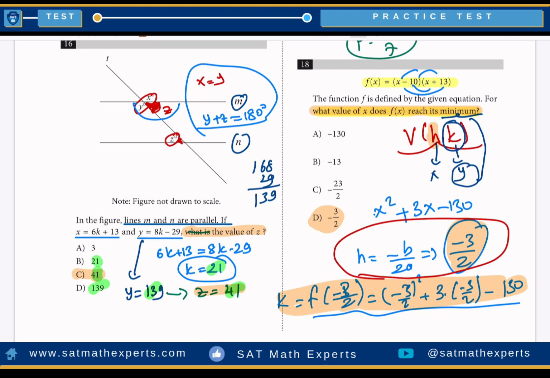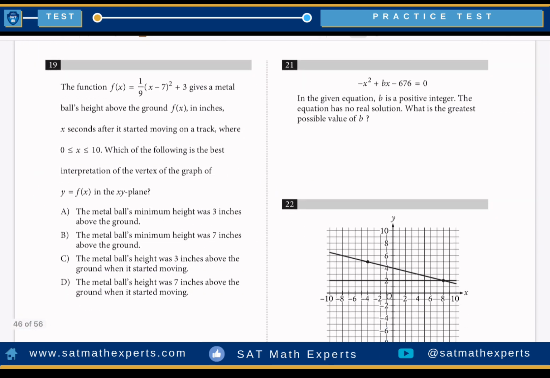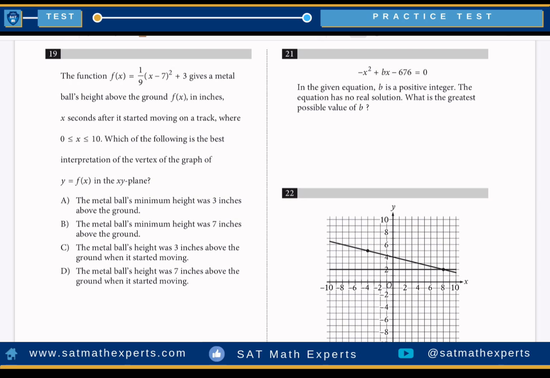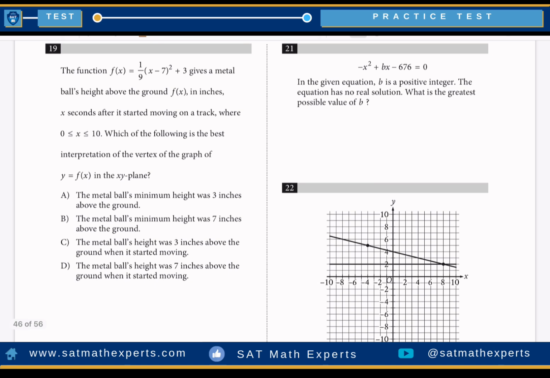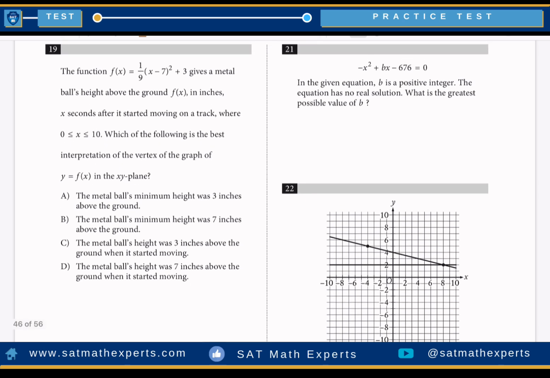Okay. Now let's continue with the next question. The function is given here. A metal ball's height above the ground, f(x) in inches, x seconds after it started moving on a track, where x is between 0 and 10. Which of the following is the best interpretation of the vertex of the graph? Now let's see this one. If you remember, we have the formula of a parabola, a times (x minus h) squared plus k. h and k is the vertex, so the vertex will be 7 and 3, right?